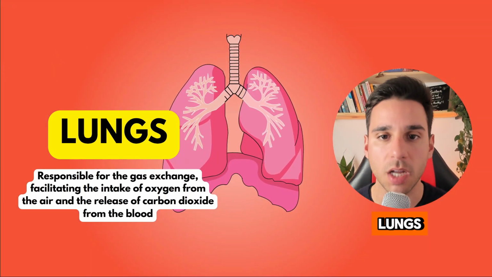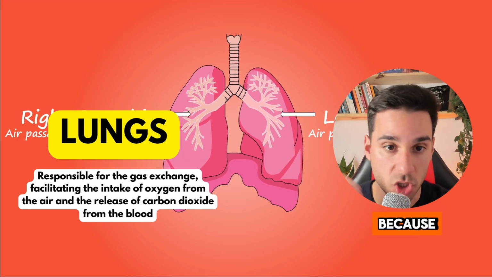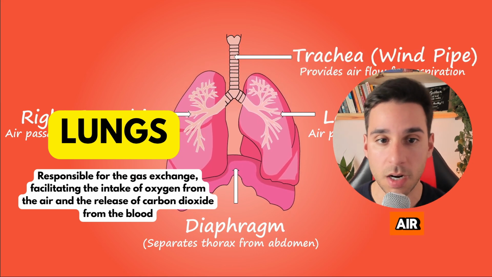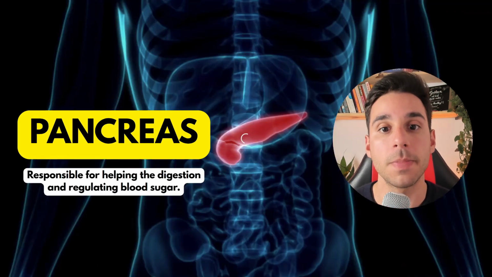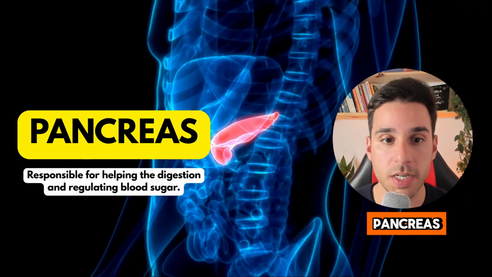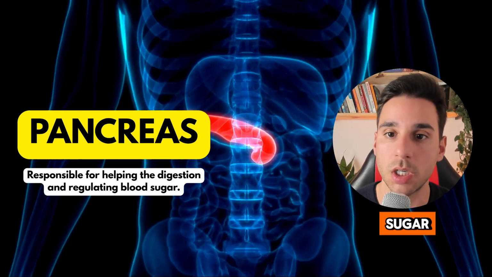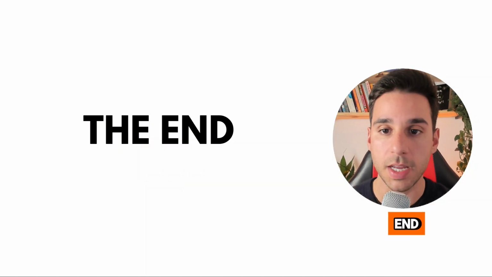Okay, we also have lungs, very important organs because they're responsible for gas exchange. So they facilitate the intake of oxygen from the air and the release of carbon dioxide from the blood. Well, we also have the pancreas, responsible for helping digestion and regulating blood sugar. Very important organ. And this is the end.